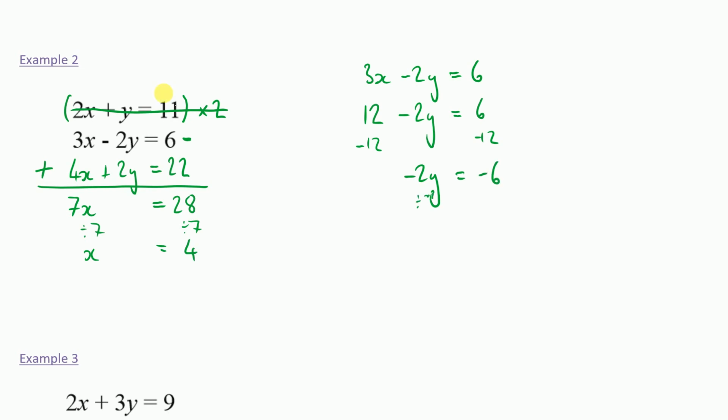Divide by minus 2 and find out that y must be equal to 3. Does that make sense? Well, yes it does, because if I put that back into here, 2 times 3 makes 6, and 12 take away 6 makes 6.